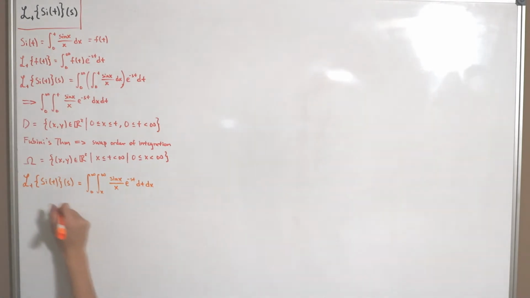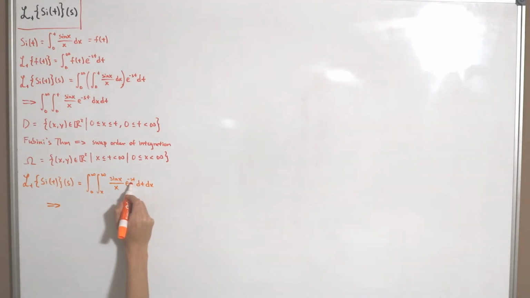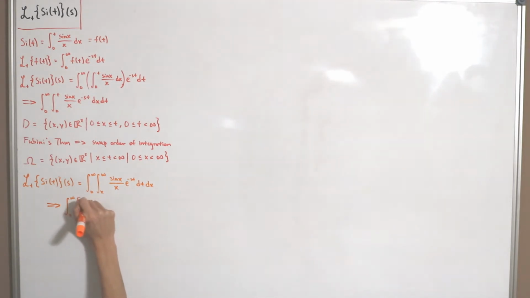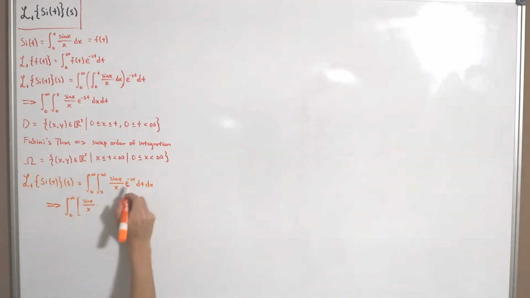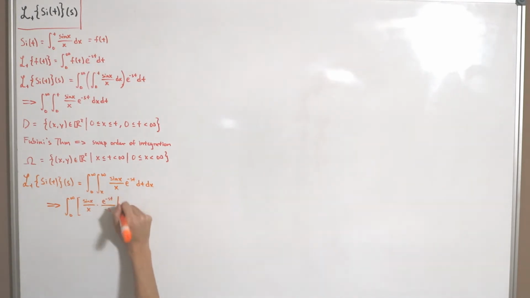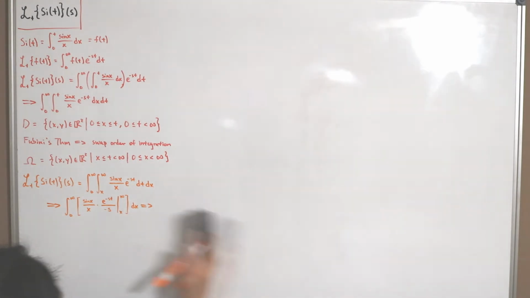Now, if we evaluate the dt integral, we only focus on the exponential function, since sine of x over x is just a constant. So we take the antiderivative of e to the power negative s times t, which you do with a u-substitution. This gives e to the power negative st divided by negative s, evaluated within our bounds of x to infinity, then dx. Let me move that to the next line.